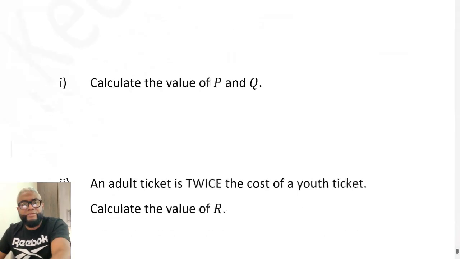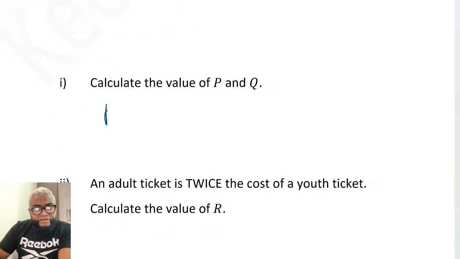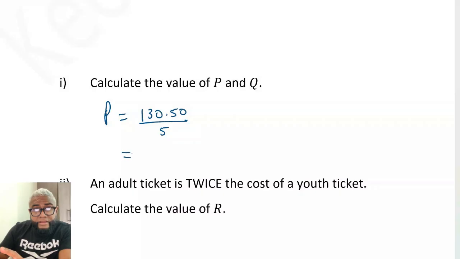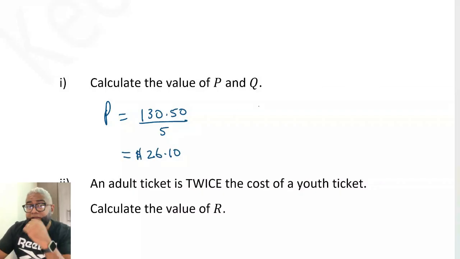P, Q, and R. Give me the working for P. Anybody have it written down? You should have it written down. P is equal to, give me the working. 130.50 divided by 5 and you will get $26.10.